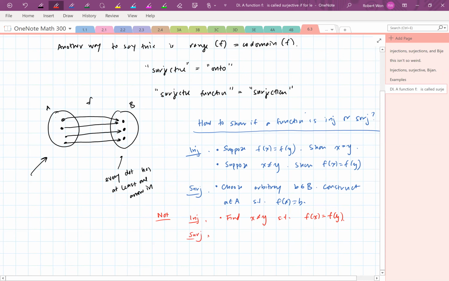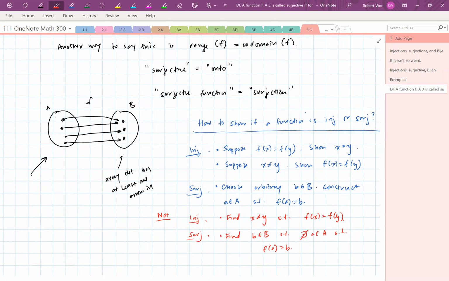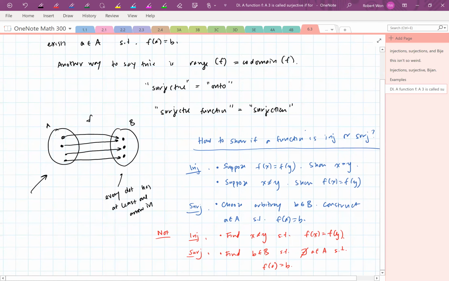To say a function is not surjective, you just need to find a b such that there is no a such that f of a equals b. So this would require a proof, right? Technically this would be a counterexample if you just produce a single element, but you need to prove that nothing maps over to it. And for injective, a counterexample is just a pair of different elements that map over to the same element, which is how we showed that some of those functions were not injective on the previous slide.